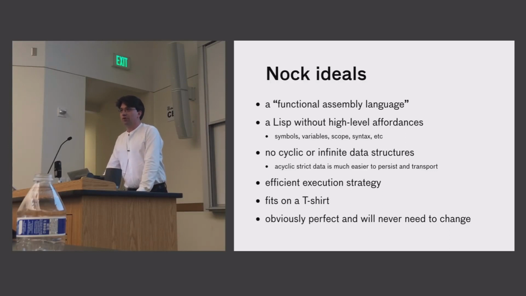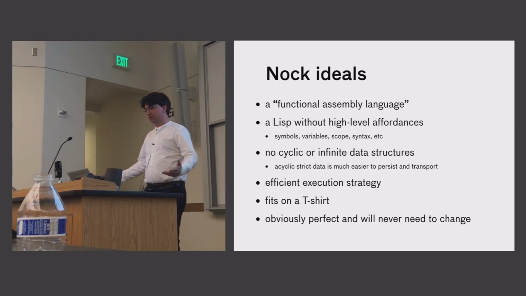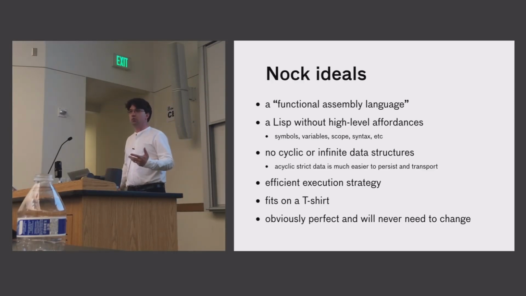So I sometimes call Nock a functional assembly language. You can program in Nock, but there are no symbols or anything, so you're typing numbers and doing tree geometry by hand. Very much like writing assembly language. You could, but you wouldn't want to. It is a Lisp in a sense. It's a Lisp without any of these high-level tools. How do you get symbols out of a Lisp? Well, maybe it's not a Lisp.